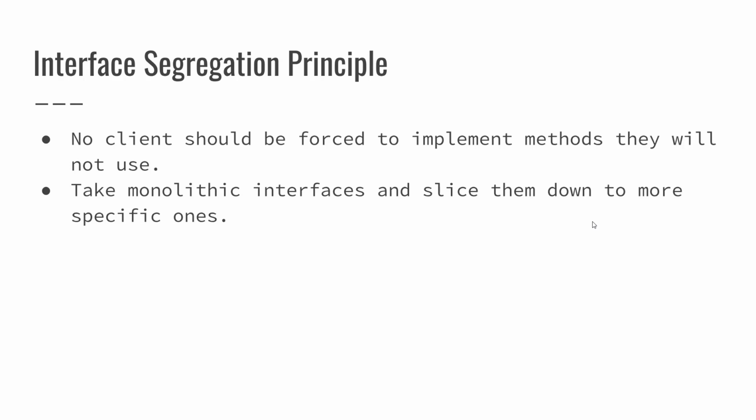And we'll see this. We're going to go right back into our shapes example, and we will look at an example between 2D and 3D shapes, and how if we slice the interface down, we can make it more specific and thus have more control over our code. All right, let's get into that example now.